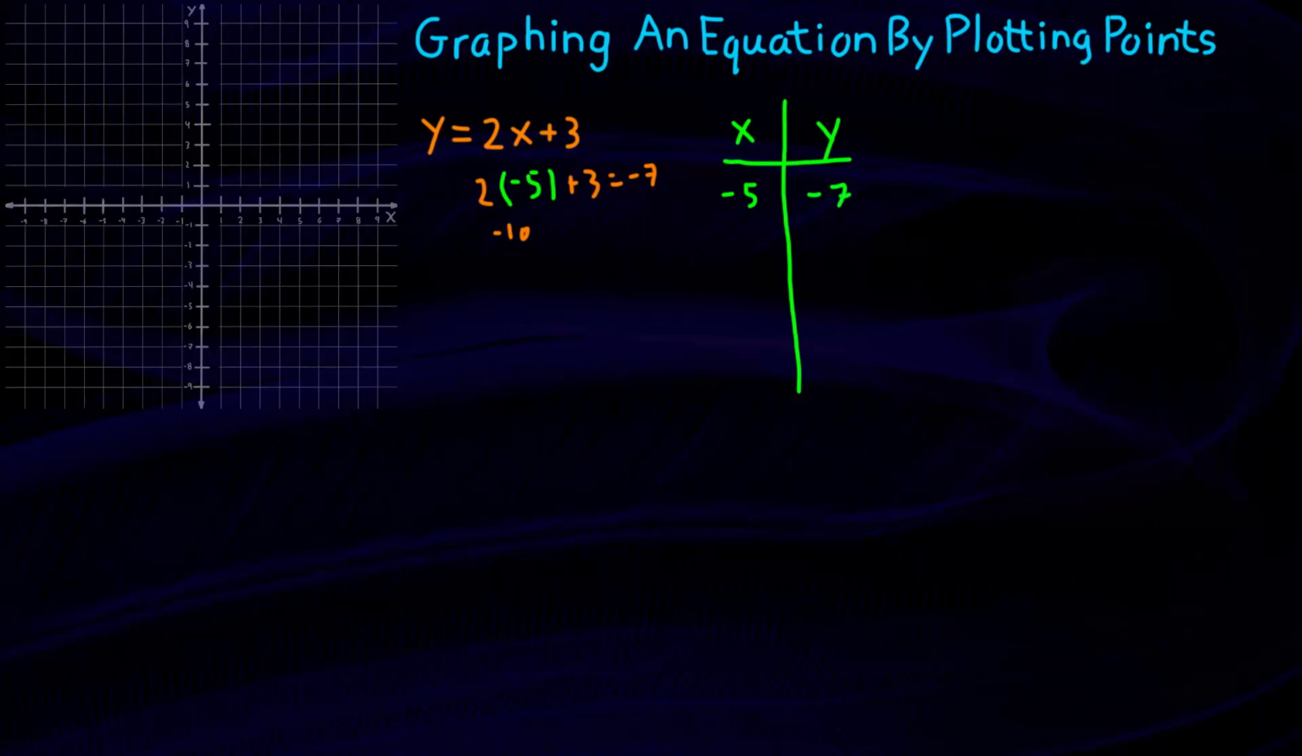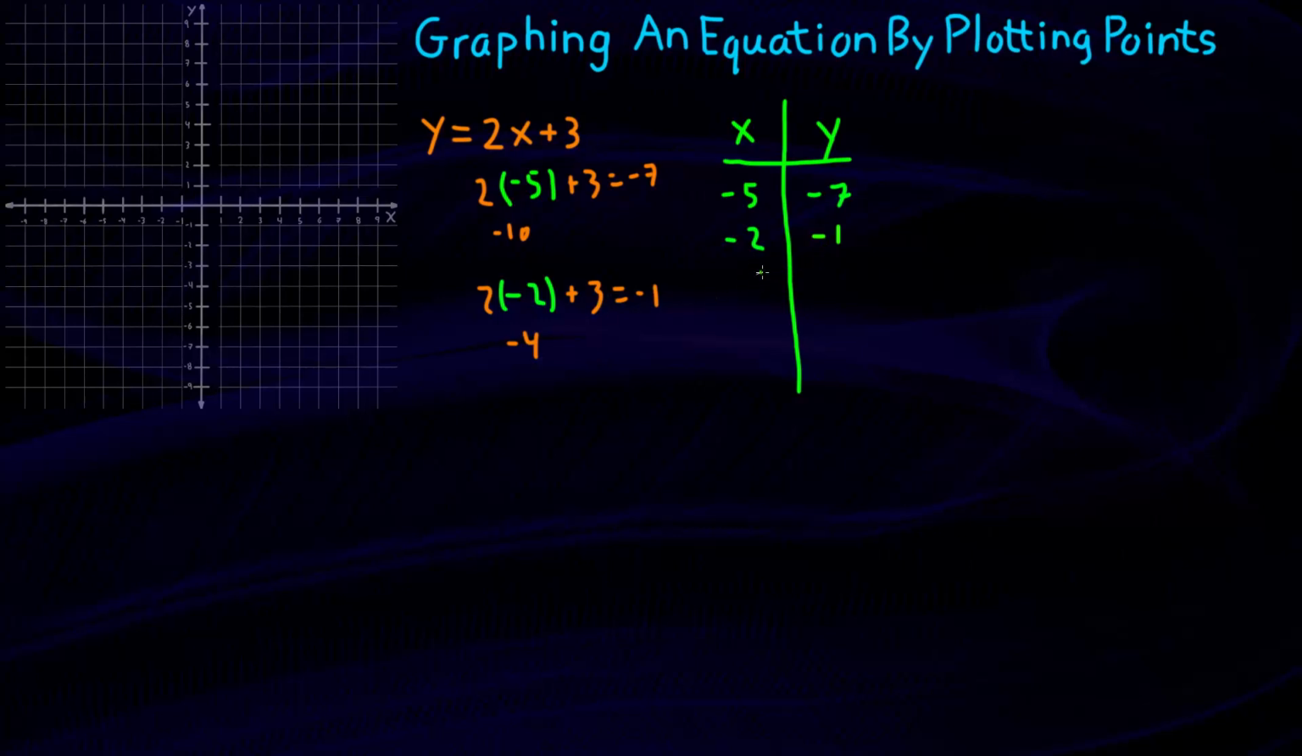All right, let's do this for the next point. Let's do negative 2. If we have negative 2 for x, we're going to have 2x plus 3. That is 2 times negative 2 plus 3. 2 times negative 2 is negative 4, plus 3, so we have negative 1. So when x is negative 2, the value of y is negative 1.